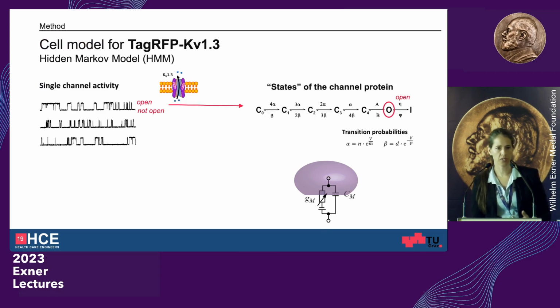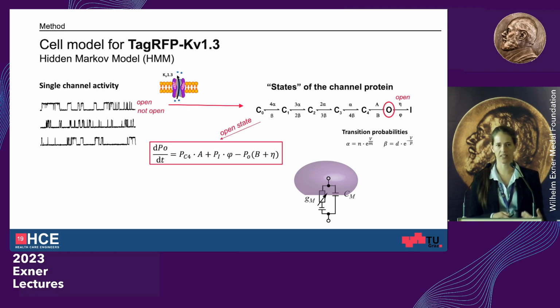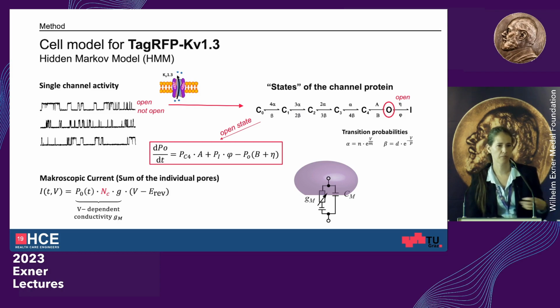We can then compute the open probability of each of these specific ion channels individually. These open probabilities depend on the voltage that the cell sees and also on time. And with this open probability for each individual pore, we can just sum up over all the pores to get the macroscopic currents, to get the whole current that is flowing through the cell, and that we then see in the patch clamp measurements. So we end up with a voltage-dependent model for the conductivity of our ion channel.